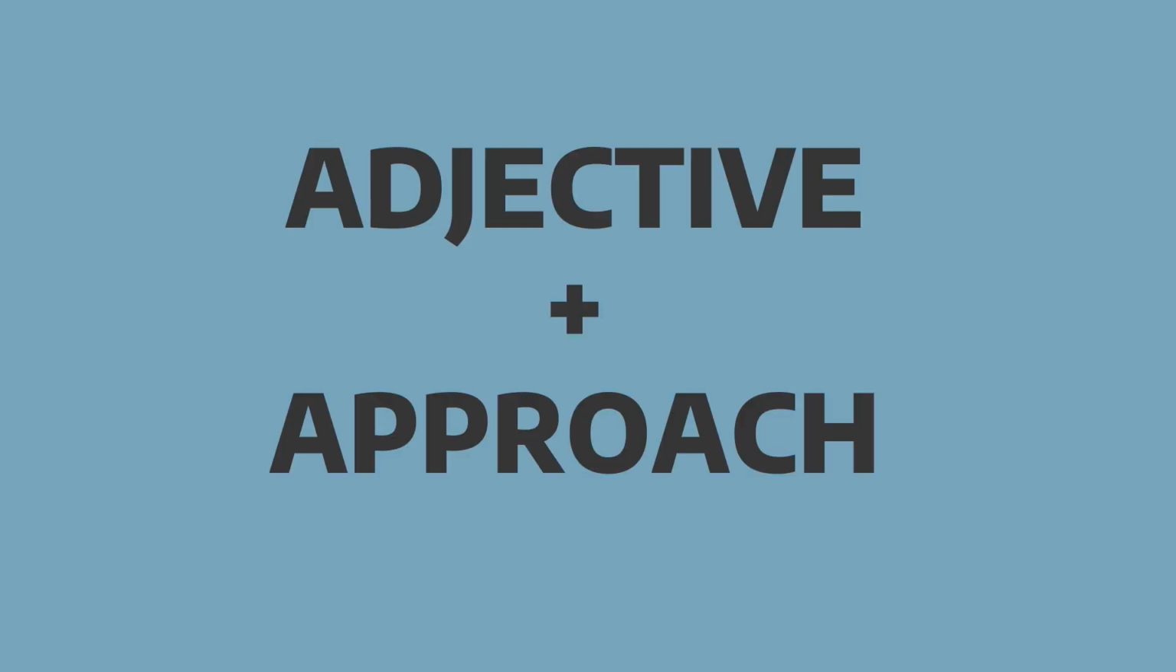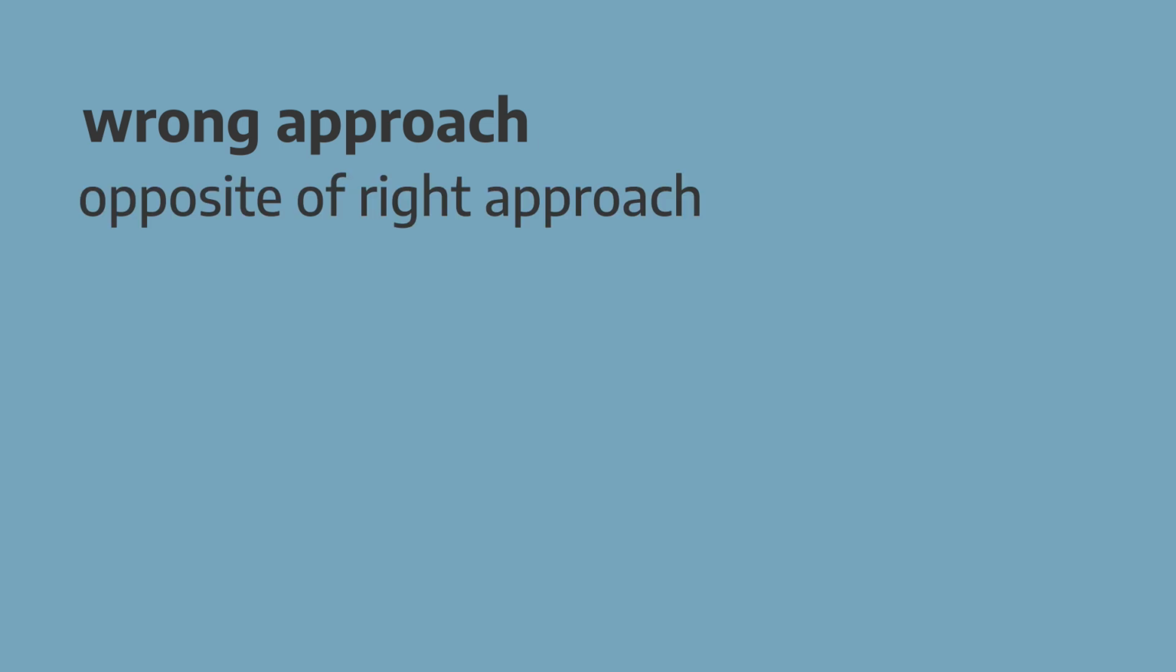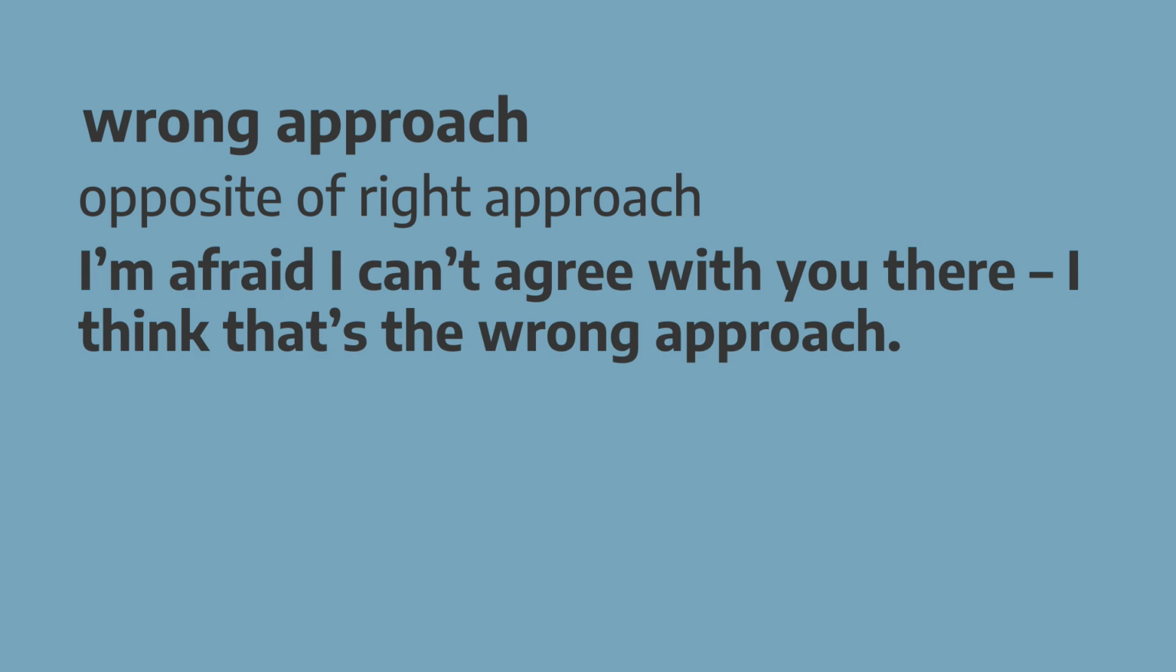Now let's look at some adjectives which are often used together with approach. And the first one is wrong, the wrong approach, which is the opposite of the right approach. Our example: I'm afraid I can't agree with you there. I think that's the wrong approach. Say it with me. I'm afraid I can't agree with you there. I think that's the wrong approach.